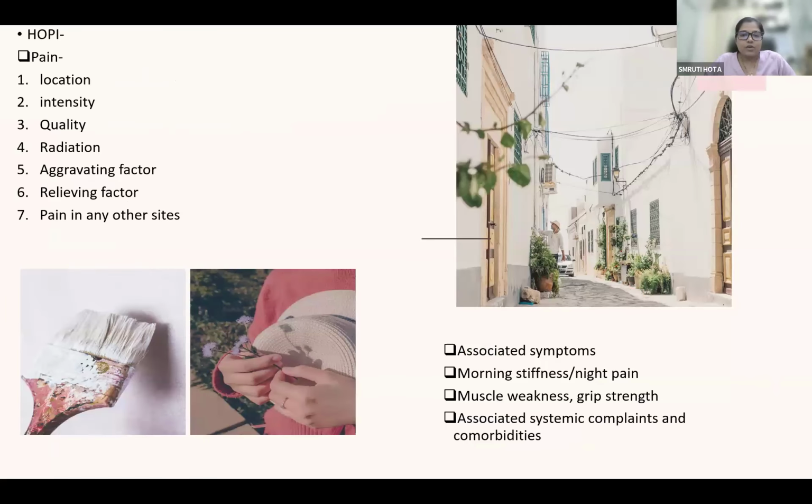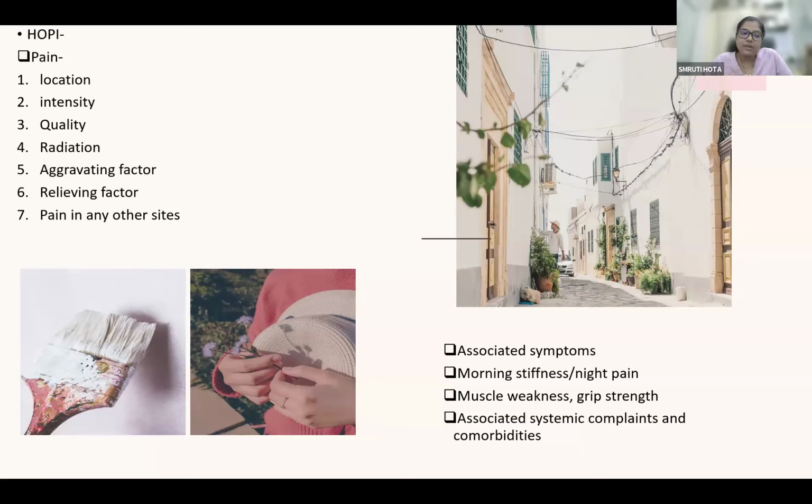Then coming to the presenting illness, what the patient usually complains of in the wrist and elbow, the main complaint is pain. So pain: where exactly is the pain localized, how is the intensity, mild, moderate, severe, the quality of the pain, whether it is radiating or non-radiating, what aggravates the pain, or what are the factors that relieve the pain, or whether it is radiation of the pain or pain localized at any other site. There are two different things.